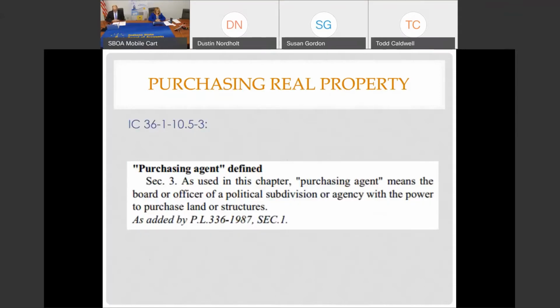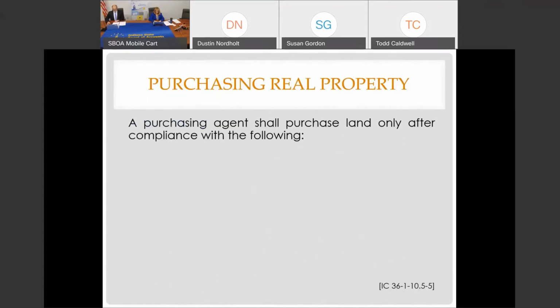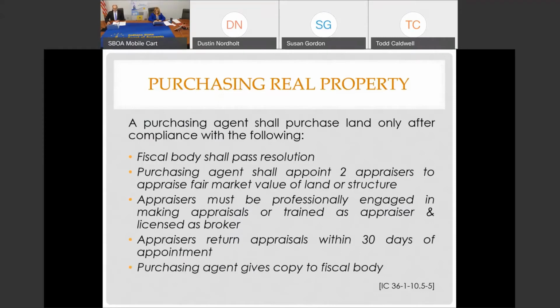The term purchasing agent is one you should have heard before. Each unit should have a purchasing agent. And as used in 36-1-10.5, purchasing agent is the board or the officer of a city or town with the power to purchase land or structures. 36-1-10.5-5 lists what needs to occur before land or structures can be purchased.